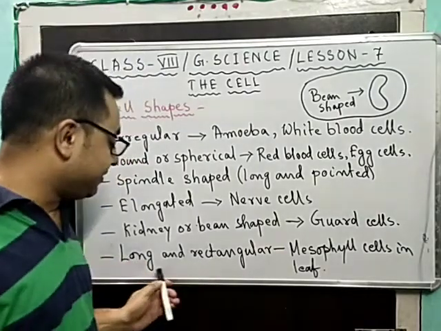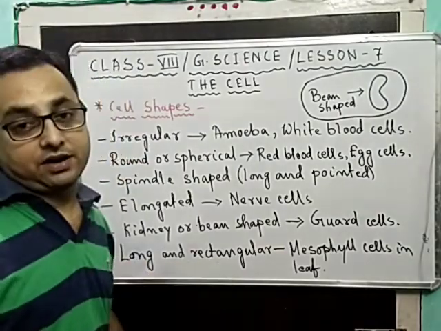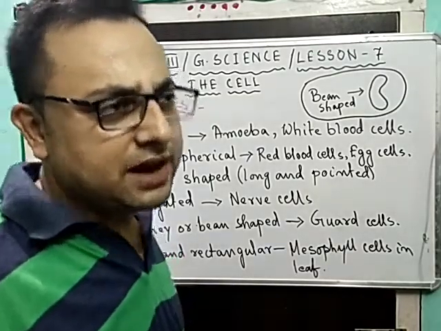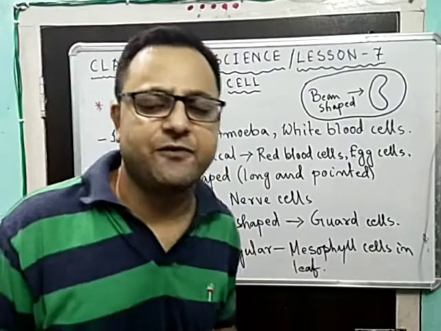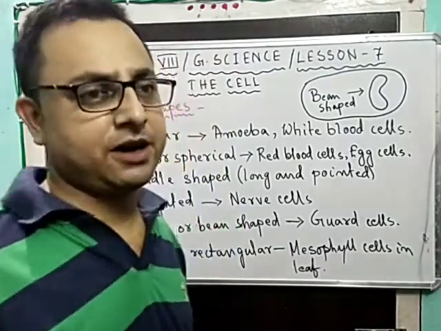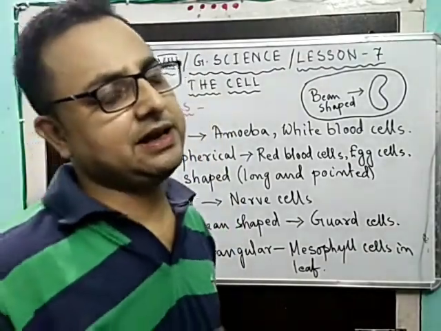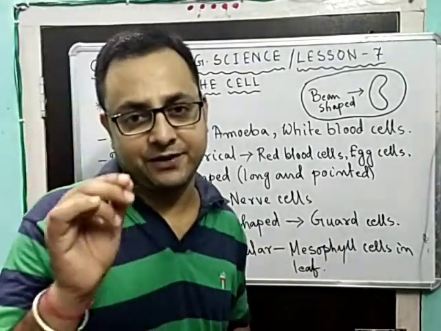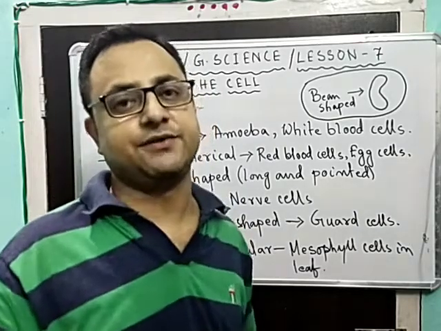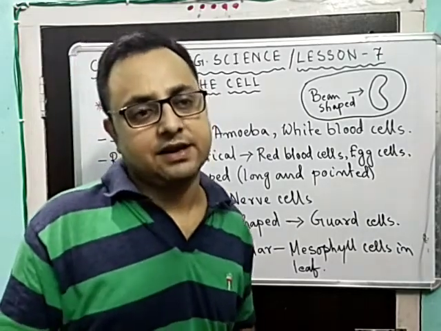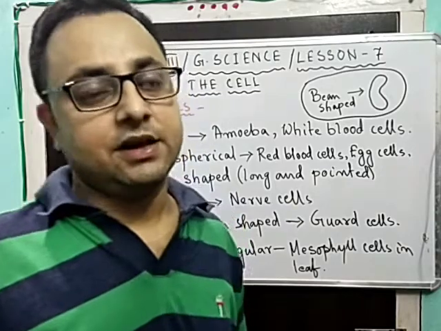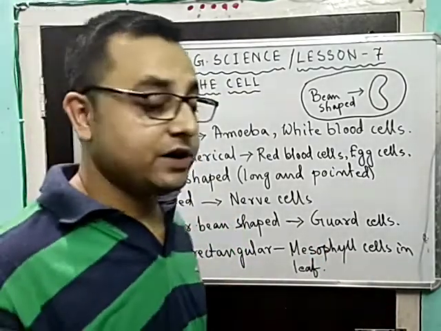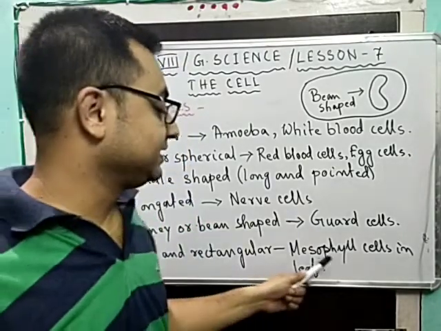Lastly, we can talk about long and rectangular shapes of cells. These types of cells are normally not found in animal cells, but we do see them in leaves, especially the mesophyll cells. You will come to know about mesophyll cells in your later classes. So the long and rectangular shapes of cells can be found in mesophyll cells in leaves.